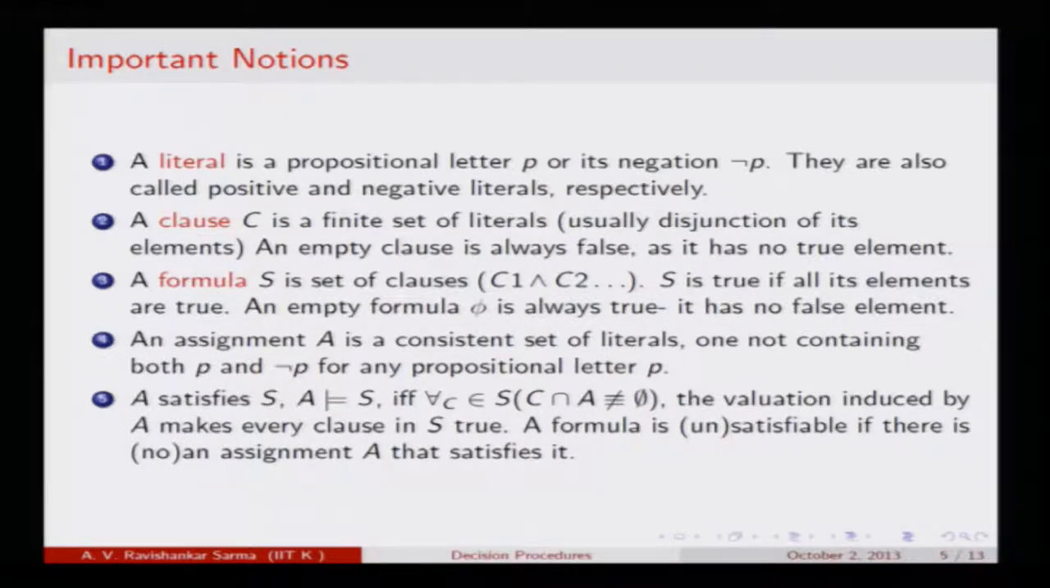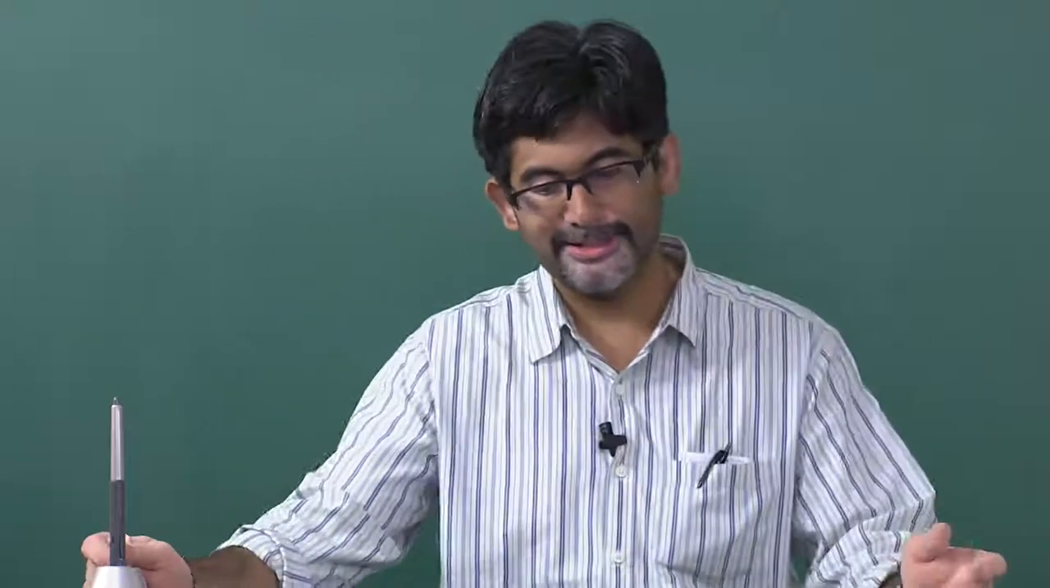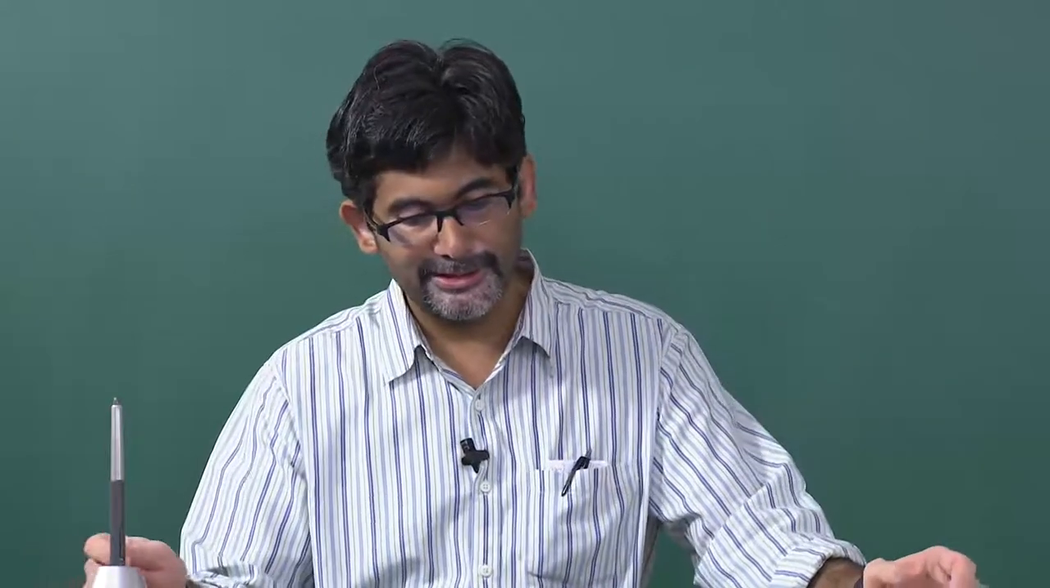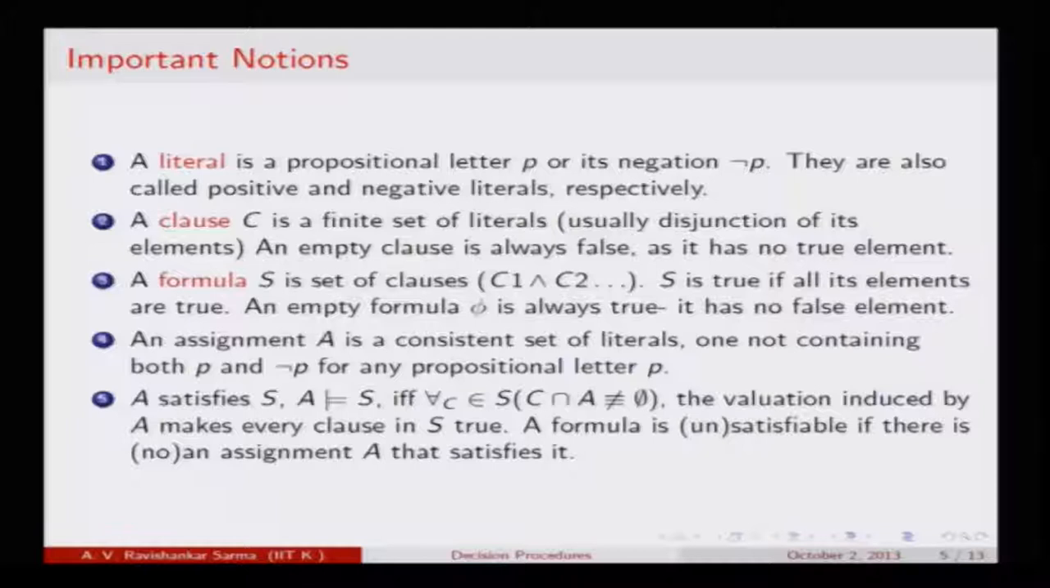Now a formula S is considered to be a set of clauses. We need to talk about what we mean by a formula. A formula is a set of clauses C1, C2, Cn, etc. The conjunction of all these clauses becomes a formula. That is going to be true, as all of us know, a conjunction is going to be true only when all its conjuncts are true. That means all the disjunctions are going to be true: C1 is true, C2 is true, and Cn is true, if all of its elements are true.